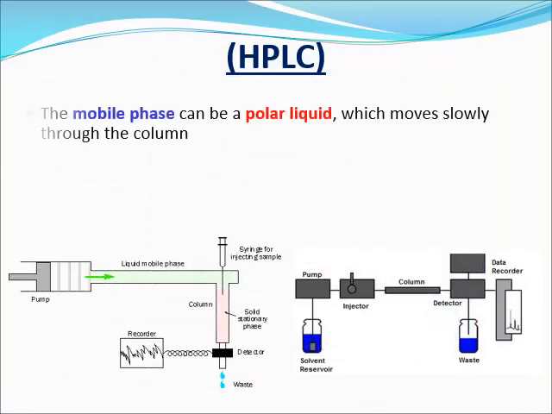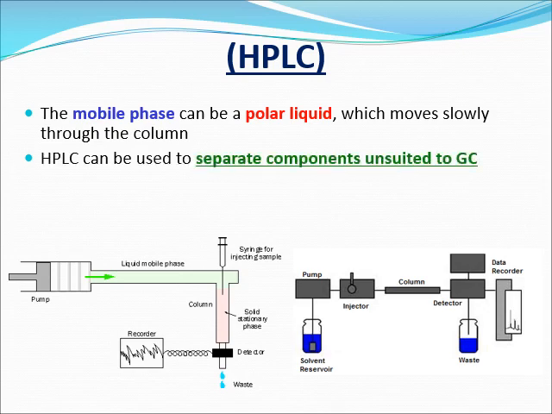So in HPLC, the mobile phase, the solvent that we use, is usually a polar liquid. This polar liquid, the mobile phase, the solvent, will be pumped to the column, which is the stationary phase. The injector is the component that will inject your samples or your extract into the column. So you put your sample near the injector, and the injector will inject your sample into the column.